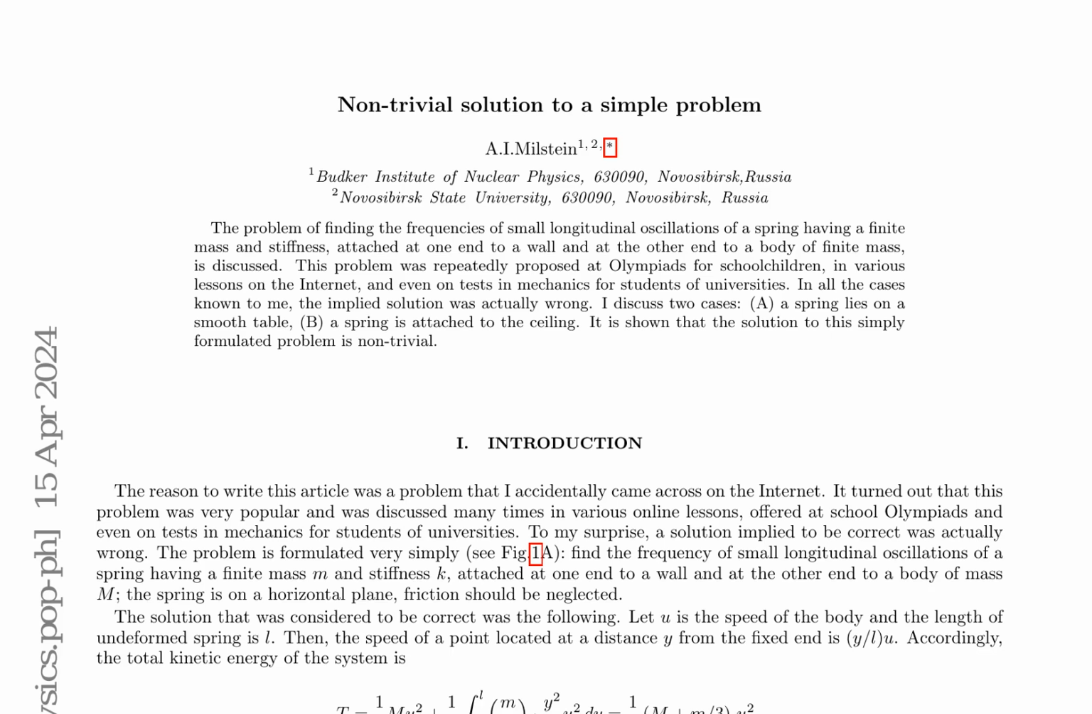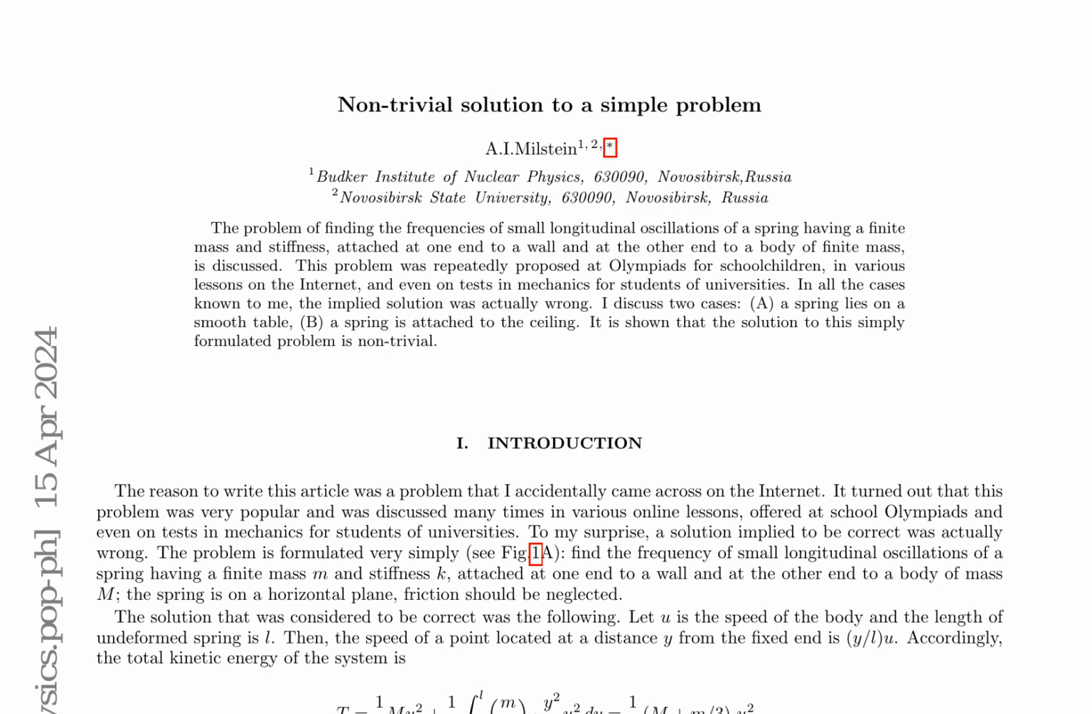In mechanics, a deceptively simple problem has been widely proposed in online lessons, school Olympiads, and university tests. It involves finding the frequency of small longitudinal oscillations of a spring with finite mass and stiffness, attached to a wall at one end and a body of mass m at the other, on a horizontal plane with negligible friction.